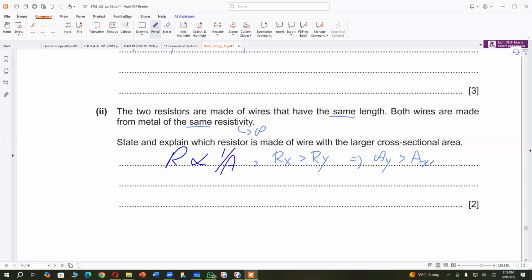So which wire will be made of greater cross-sectional area?